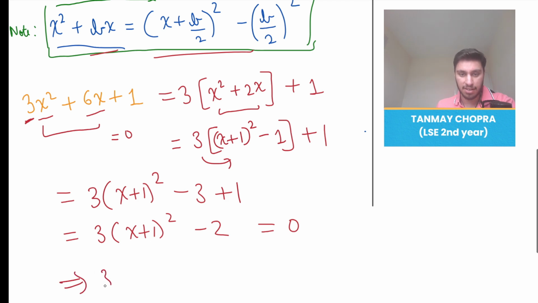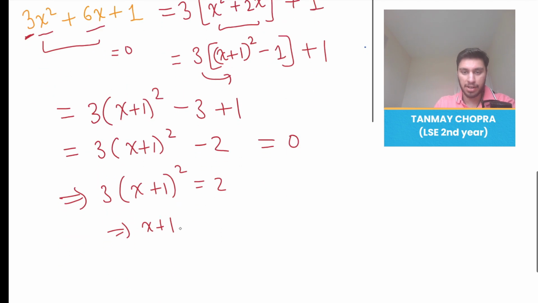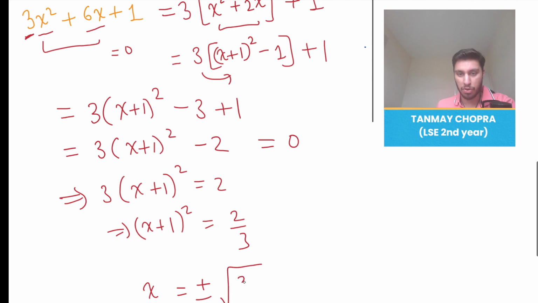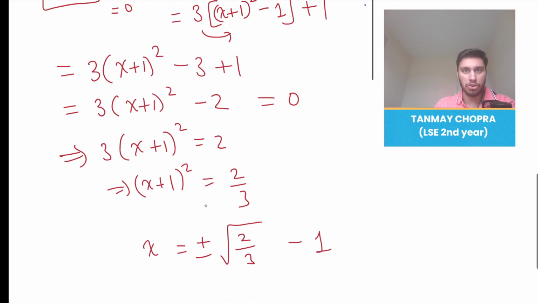This implies 3 times (x plus 1) squared equals 2. This implies (x plus 1) squared equals 2 over 3. So x plus 1 equals plus or minus square root of 2 over 3. I'm going to do that on both sides, minus 1. And those values, you'll get two values, and those will be your solutions.